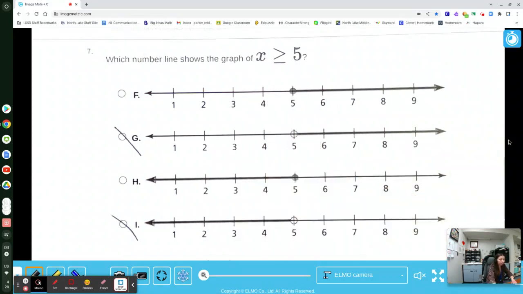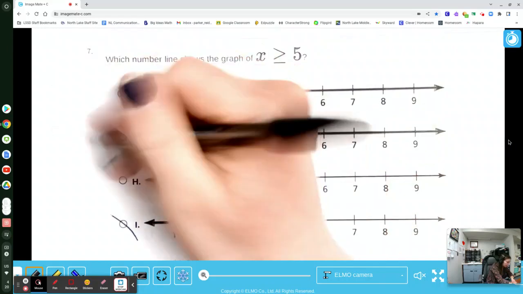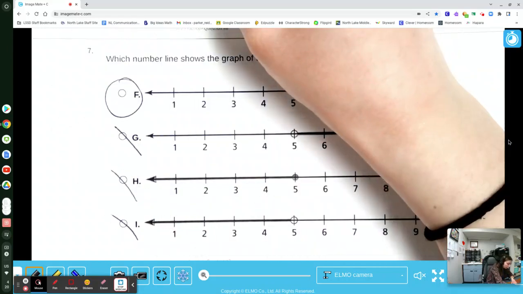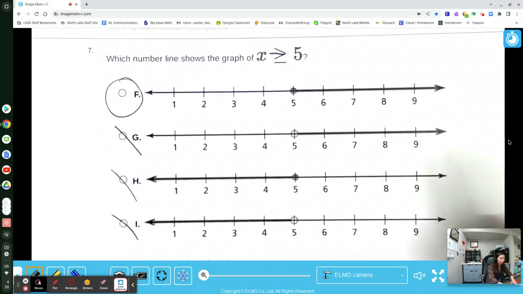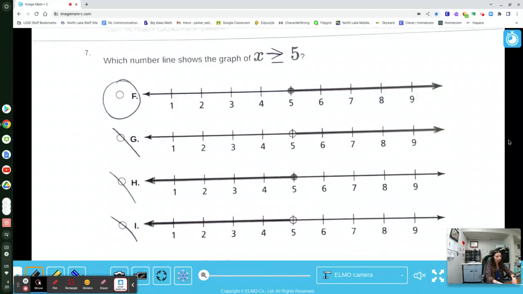Also, if there's a line under the symbol, you use a closed circle. And then which way are the numbers that are greater than 5? Well, those would be to the right. So that's how we know it's option F. But also, since x is written first, if you change this into an arrow, it points in the direction our arrow should go, to the right. These are all the numbers that are equal to 5 or greater than it.